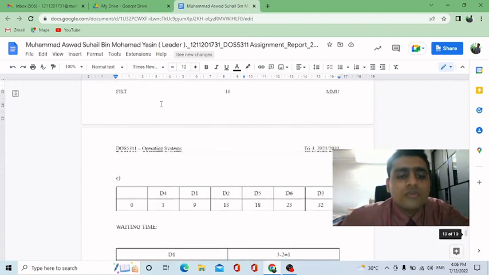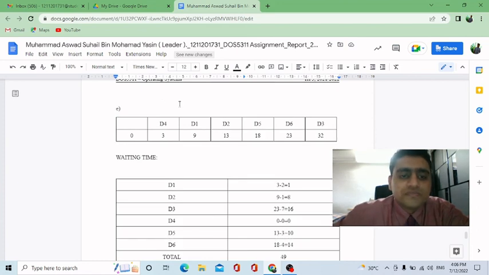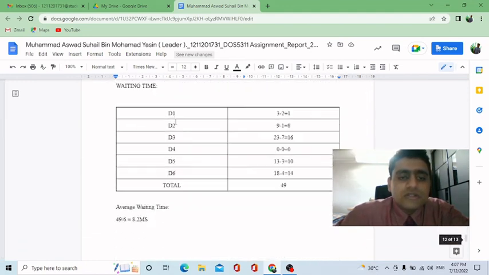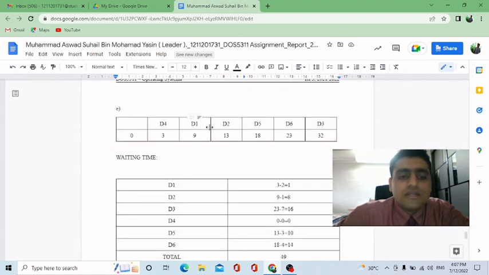So now I will move to non-preemptive priority. For the non-preemptive priority, you just need to take the fastest priority, the first come first serve priority. Which one will be the first priority? Which one will be the second? So for this table, we also need to start from 0. So for the 0 is D4. We need to execute D4 first because it is 0. Then we need to see which one will be the second priority.